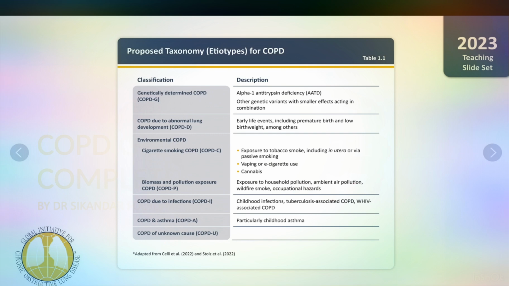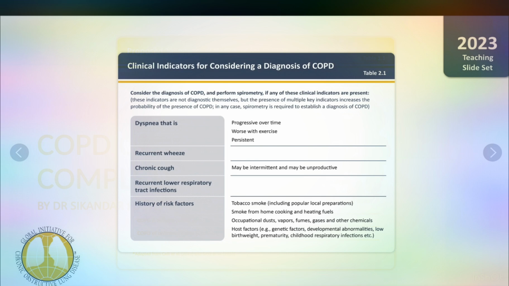So again, we will discuss: COPD-G means genetically determined, D for development, C for cigarette smoking, P for pollution, I for infection, A for asthma, U for unknown cause.